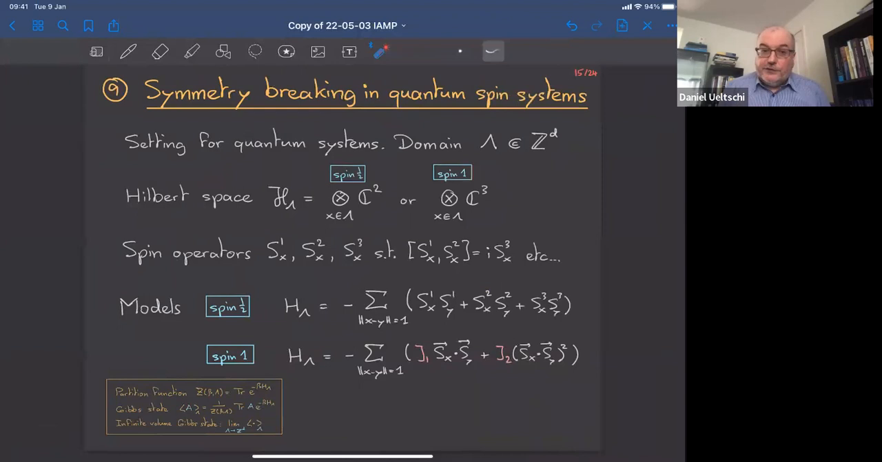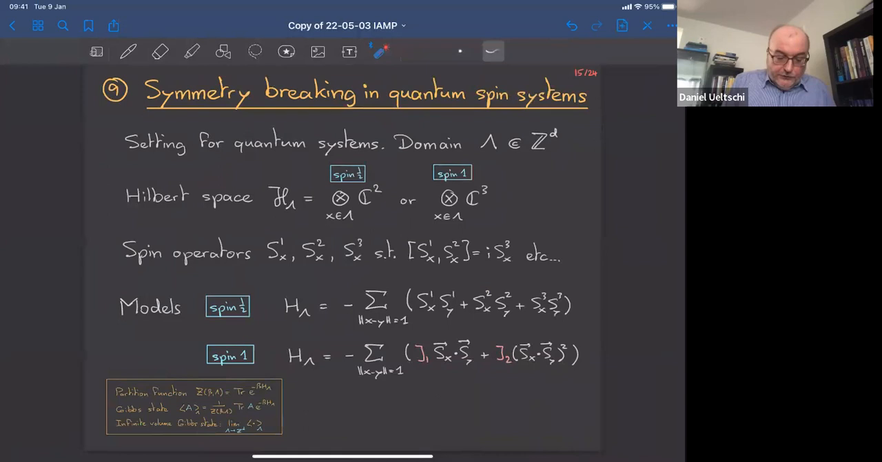So finally, I'd like to discuss the notion of symmetry breaking in quantum spin systems. And this is something that we can understand partly thanks to this relation with the loop models and this Poisson-Dirichlet conjecture.